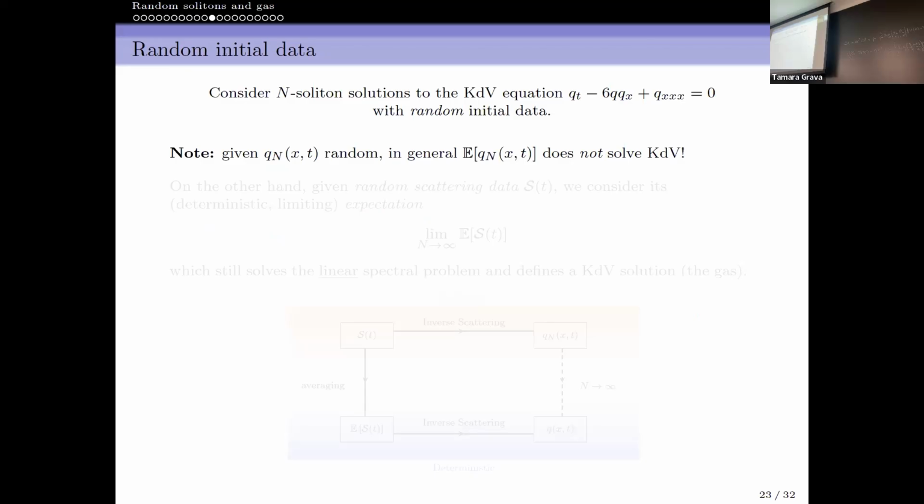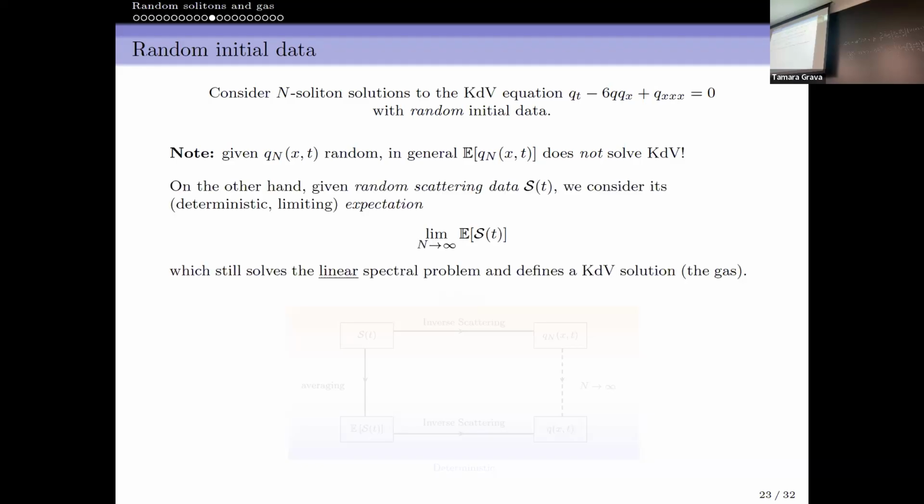So I can take a soliton with random initial data. I take the spectral parameter random, the norming constant random, and what is certain is that the expectation with respect to this random distribution does not solve KdV. So what I can say about this quantity is that for sure it does not solve KdV. So we want to study something that we could compare in expectation.